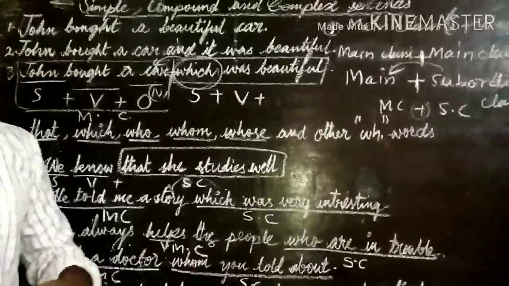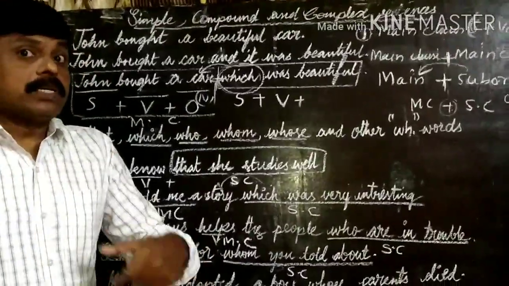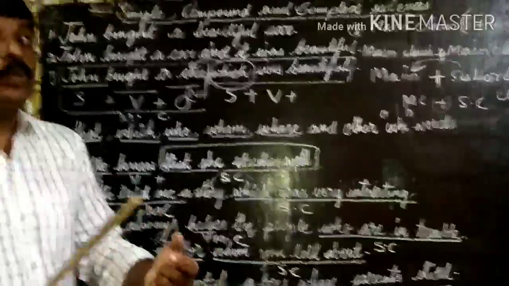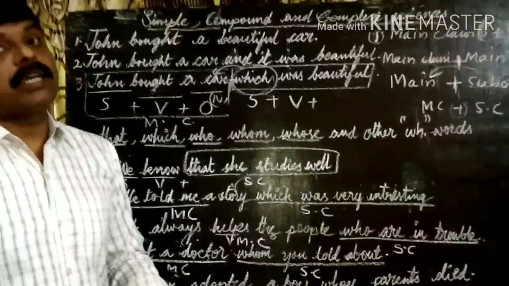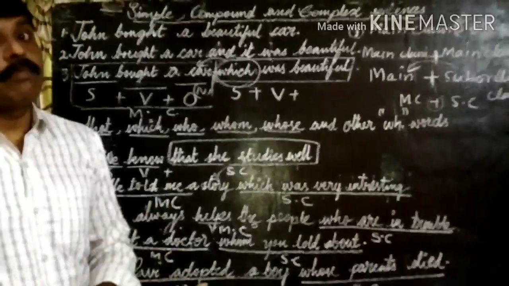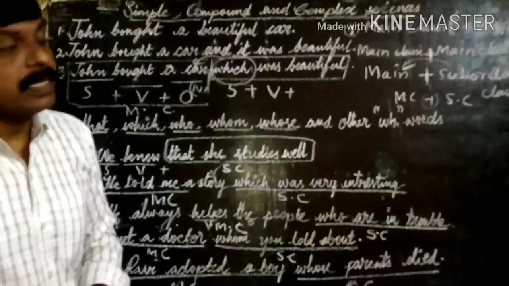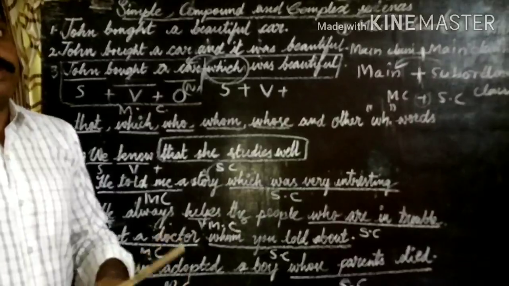Still, there are some coordinating conjunctions in the language, and some subordinating conjunctions which are used to make subordinate clauses. Let us list out the conjunctions which are used to make subordinate clauses in complex sentences with the help of examples.